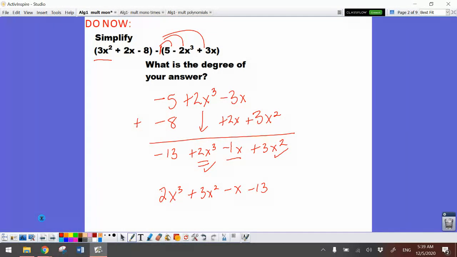Now, if I take a look at degree, I see that there's only one variable here and it has a power of 3. This one has a power of 2. This one has a power of 1. And this, of course, has a power of 0. The largest number is 3. So my degree is a degree of 3.